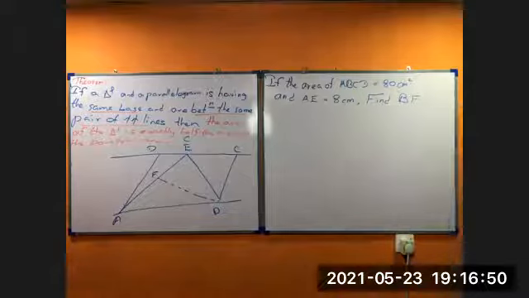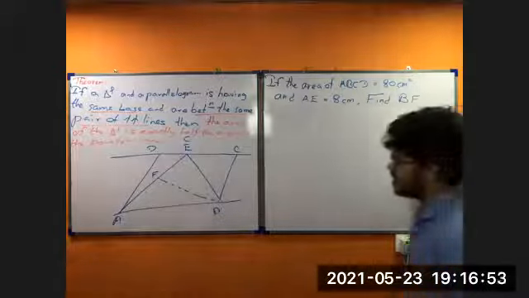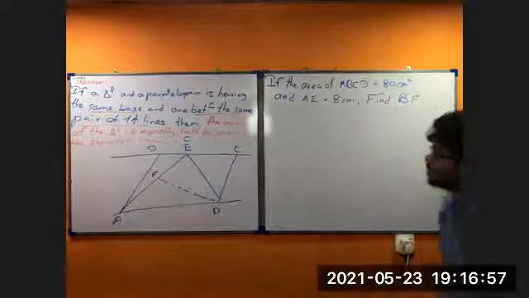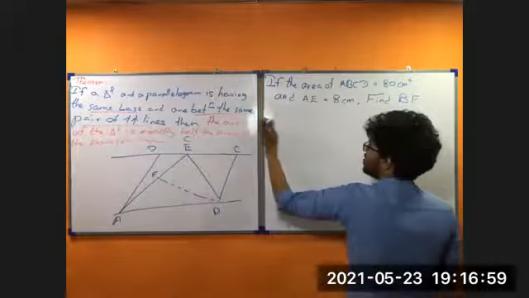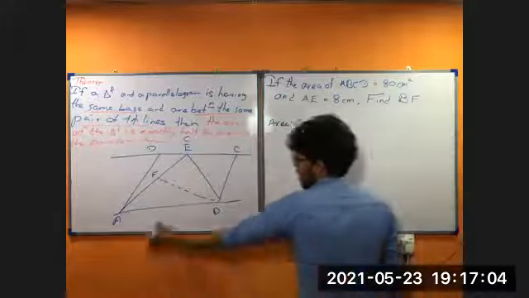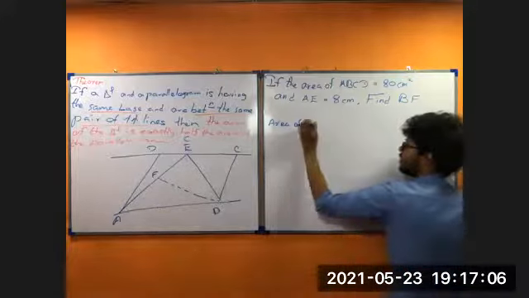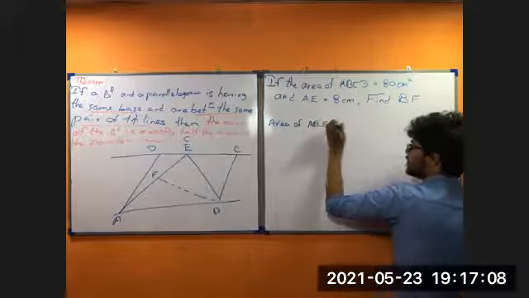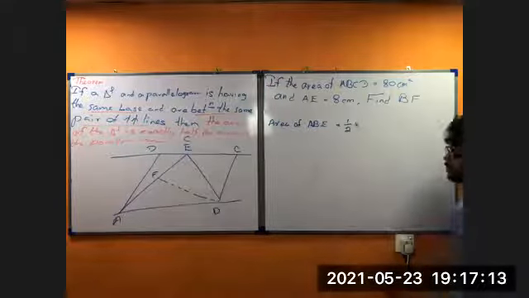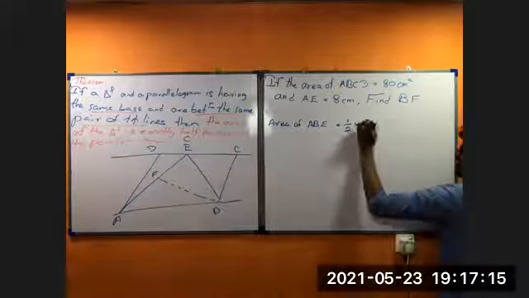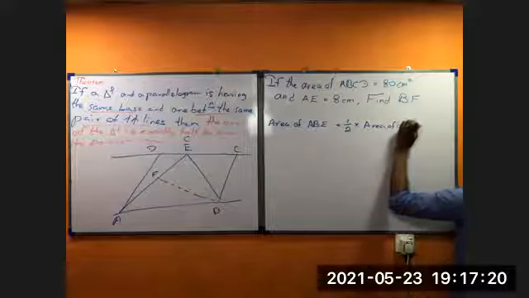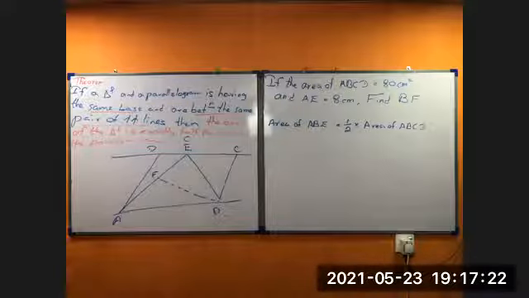So what can you say? The area of ABCD is 80. Then you can say the area of ABE is equal to half times the area of ABCD.